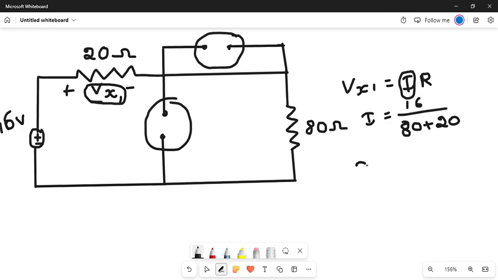So now if I try to divide this, I will be getting my resultant I. So what is my resultant I? My resultant I is equal to 0.16 ampere, right? Yeah. So please do substitute in the calculator. So I will get 0.16 ampere.